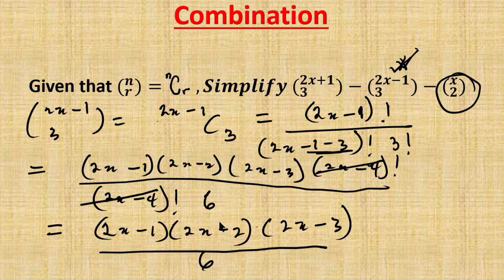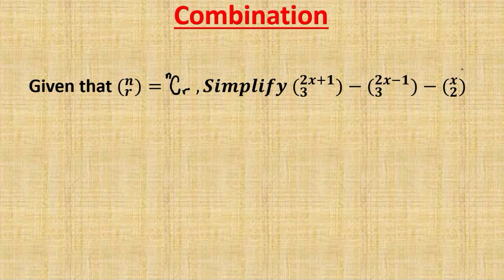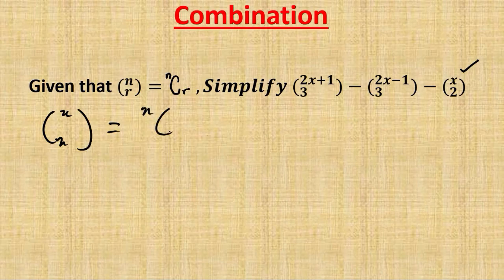And we'll define for this expression. Now let's solve for this particular expression before we combine everything together. So xC2 will be the same thing as x factorial all over (x minus 2) factorial into 2 factorial.